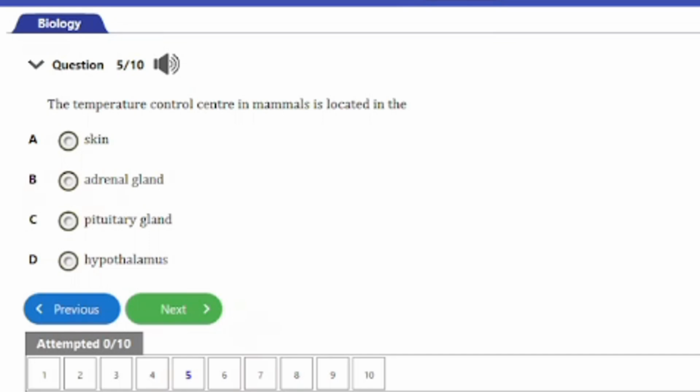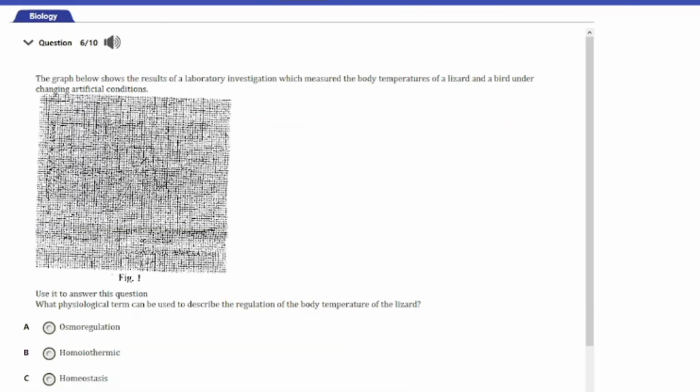Question number 5 here. It says, the temperature control center in mammals is located in the A. Skin, B. Adrenal gland, C. Pituitary gland, D. Hypothalamus. So guys, the answer to this question is option D, and that's the hypothalamus. The temperature control center in the mammals is actually located in the hypothalamus. So that's it for that question. Let's go ahead and consider the next question. So that's question number 6 here.